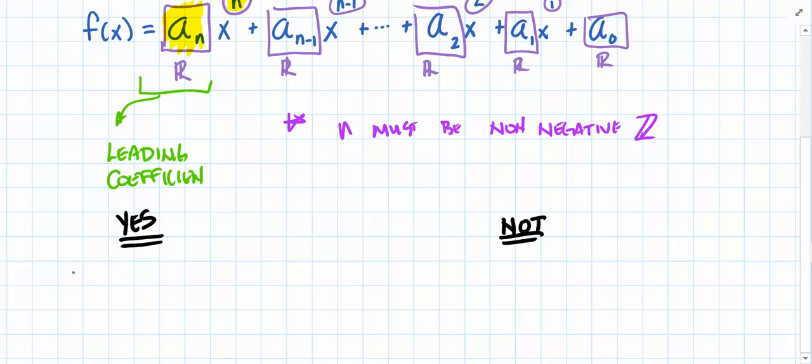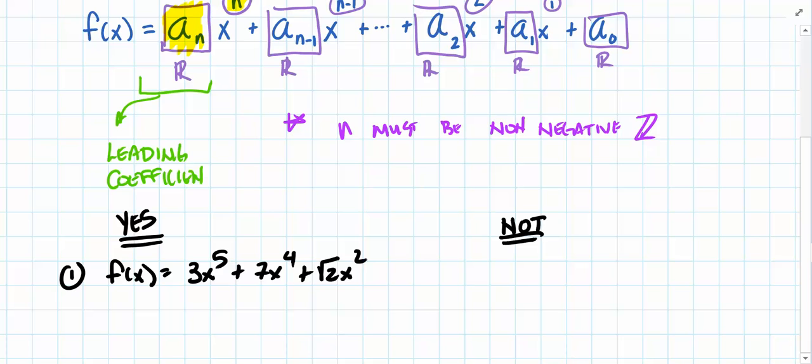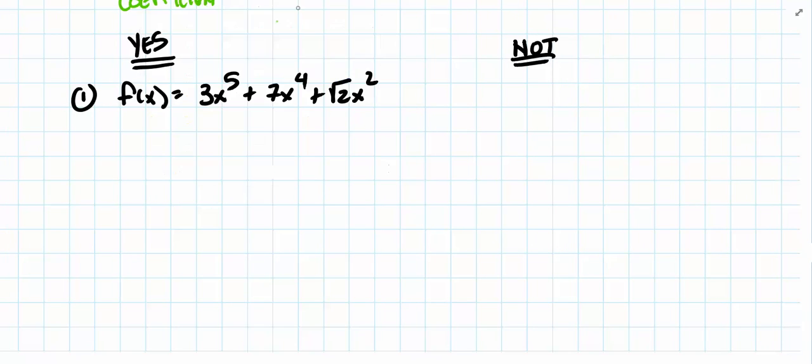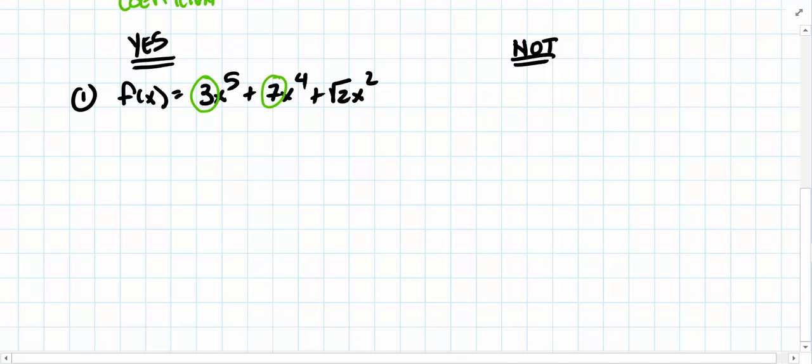So for the first one here, I could give you this polynomial. f of x is equal to 3x to the 5th plus 7x to the 4th plus the square root of 2 x squared. Okay, that's a polynomial function. Let's go through and talk about why. This number right here, that number 3, that coefficient, is that a real number? Yes, it is. Good. How about the number 7? Is that a real number? Yes, it is. Good. How about the number square root of 2? Is that a real number? Yeah, it's an irrational, but it's still a real number, right? So far, all of those match the criteria.